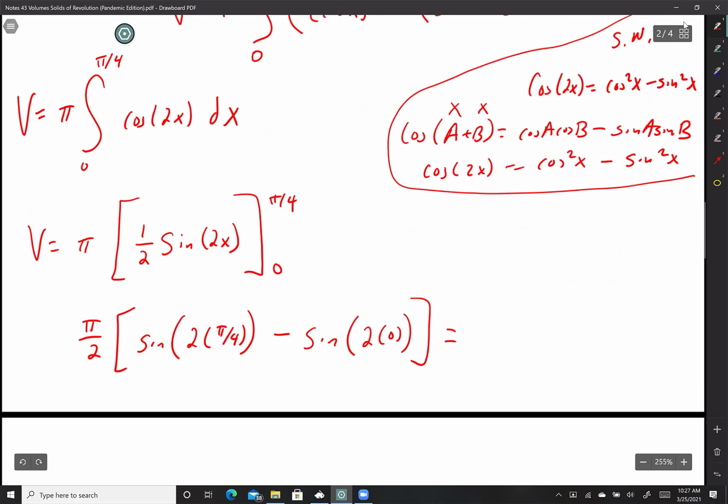So let's see, what do I have here? This is sine of 0. And this right here is sine of pi over 2. And sine of pi over 2 is equal to 1, not 1, 1. Oh, that wasn't funny. I'm sorry, guys. Maybe if we had someone named Juan in here, but we don't have any Juans. So pi over 2 times 1 is just pi over 2. So the volume is pi over 2.